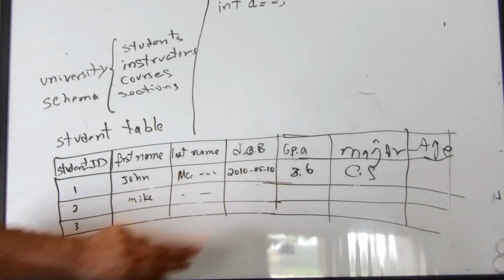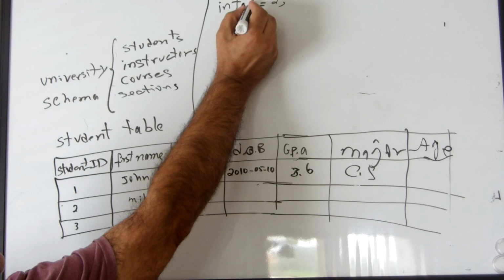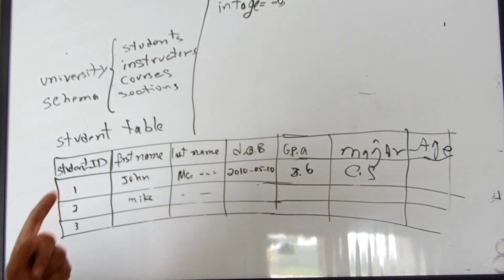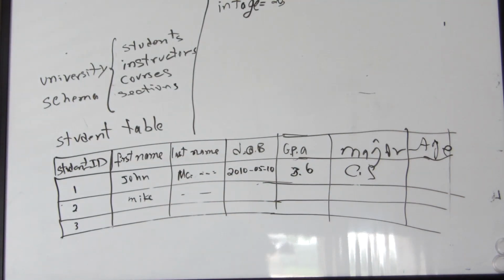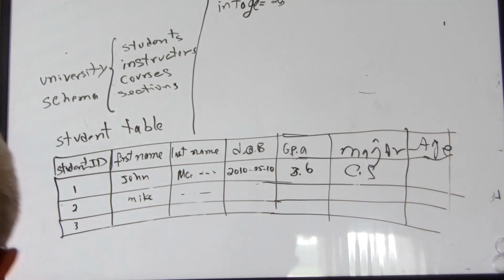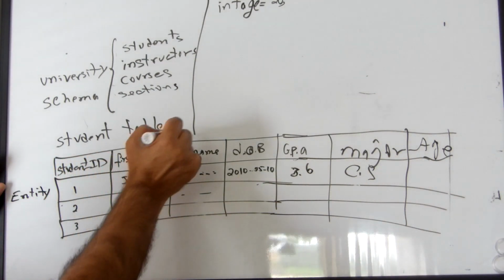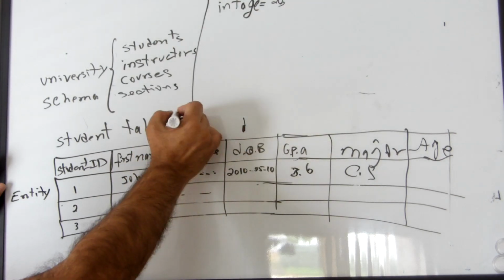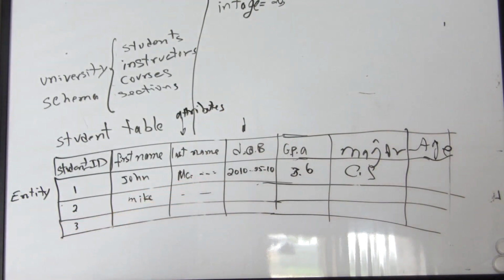Say a means age, and it is 20. Integer age is 20. You have to give the variable name and the value. This is an entity, we talk about this soon. These verticals are attributes, and these are the values of the attributes.